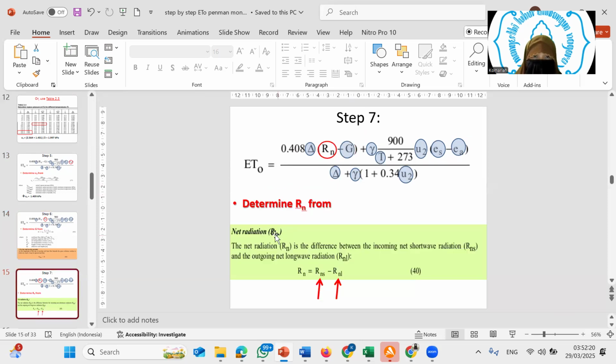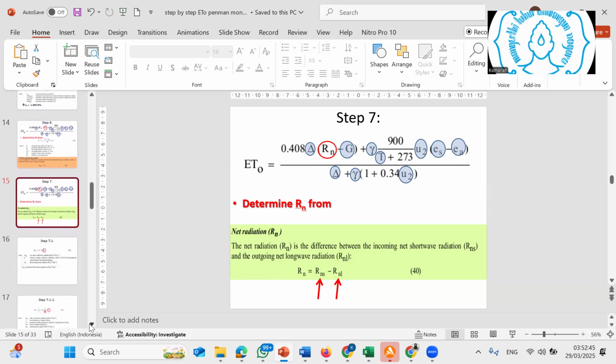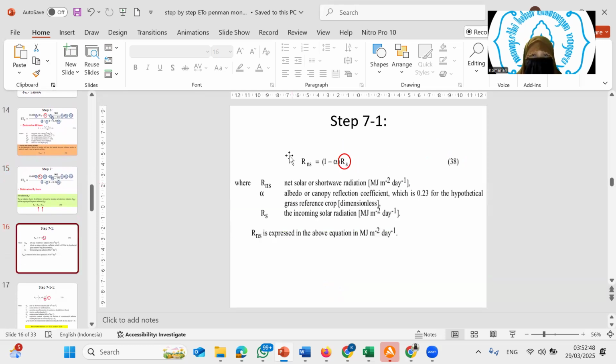Next is calculating the net radiation, or Rn. The Rn is calculated by this formula, where the net radiation is short wave radiation minus long wave radiation. First, we should calculate the RNS, short wave radiation. Short wave radiation is calculated with this formula: 1 minus albedo times incoming solar radiation. First, we determine the incoming solar radiation.